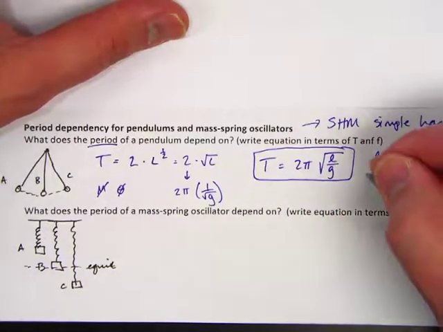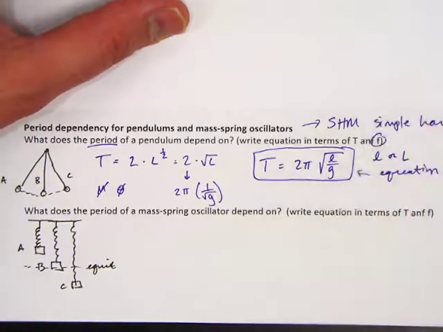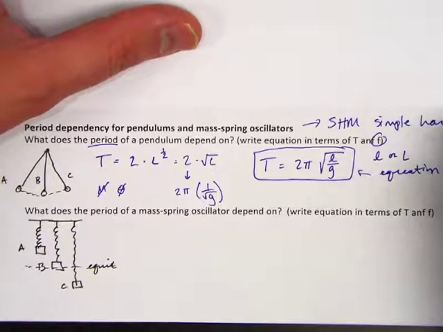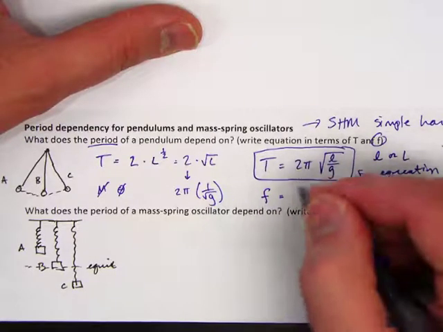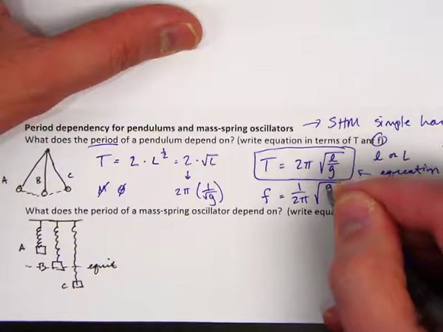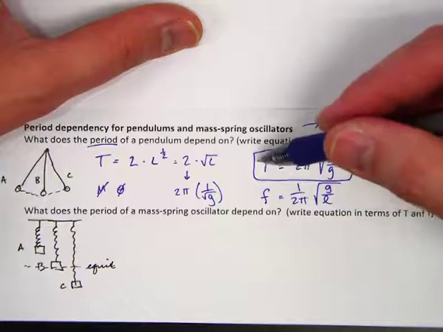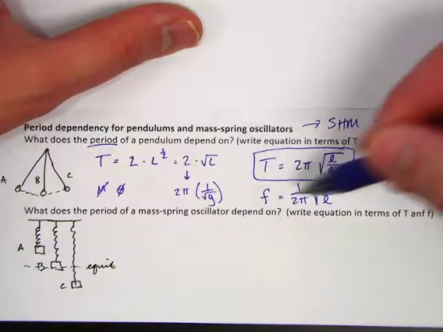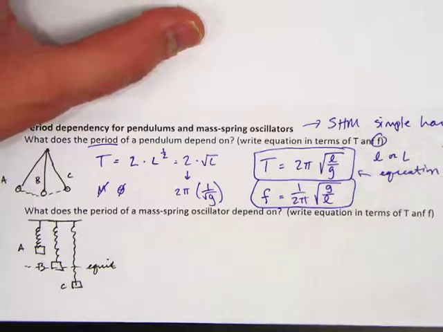Now you see this is on the equation sheet. But sometimes it's useful to write this in terms of the frequency. Since we know that frequency is the inverse of the period, the frequency of a pendulum will be 1 over 2 pi times the inverse of this. So I flip g and L. As L increases, T increases, and as T increases, the frequency goes down. So these are inverses of one another. So there is your pendulum.